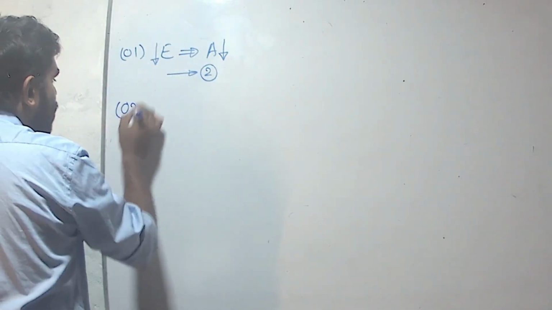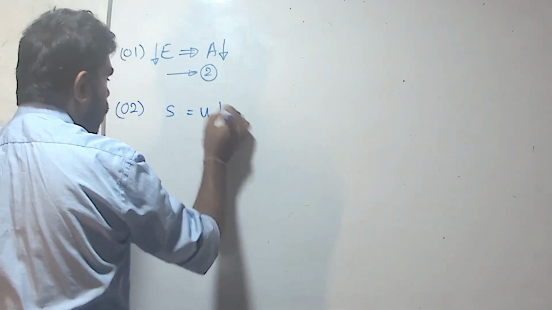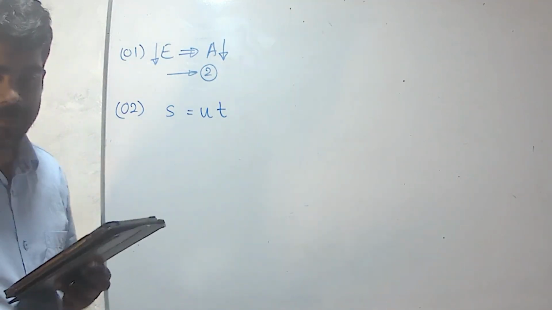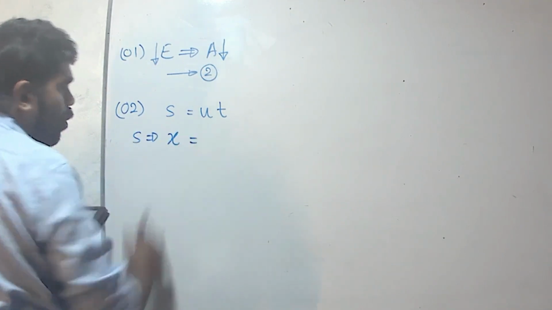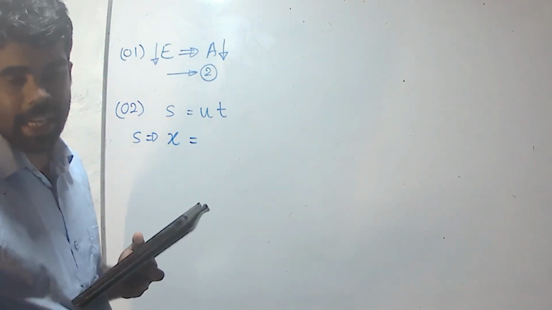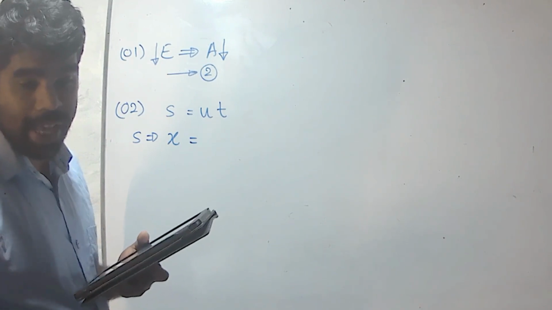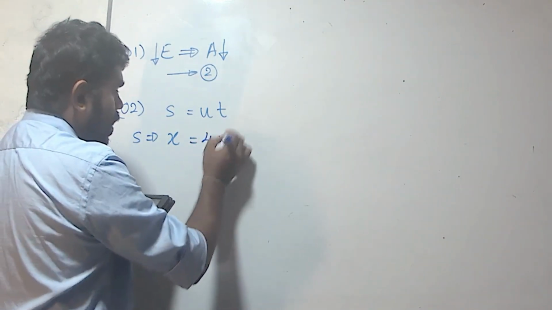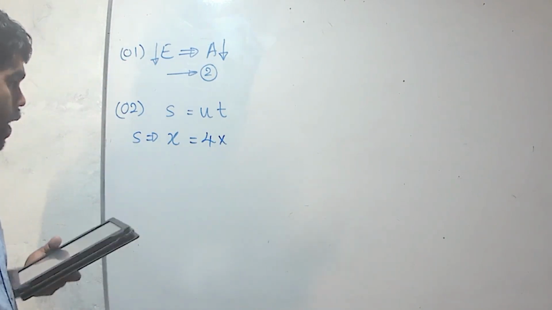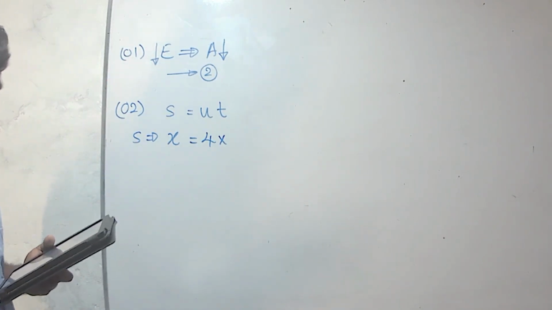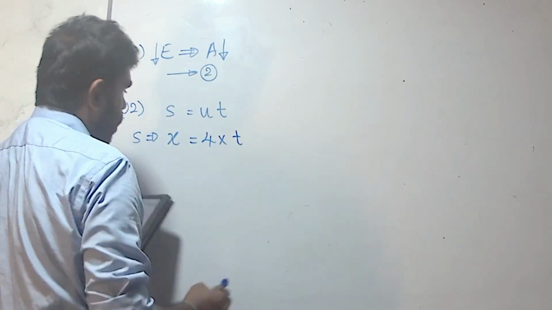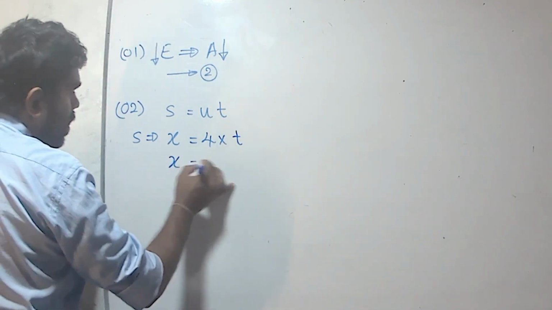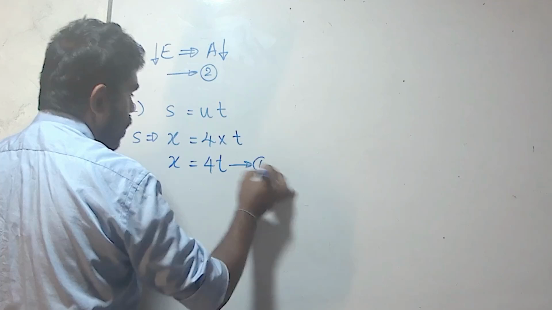We can use s equals vt for the transverse wave and the longitudinal wave. I will consider the S wave. The distance is x, which we have to find. They have given that the velocity of the S wave is 4 kilometers per second. I will take the time as t. Then we get x equals 4t. It is the first equation.